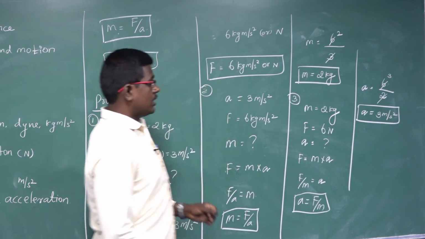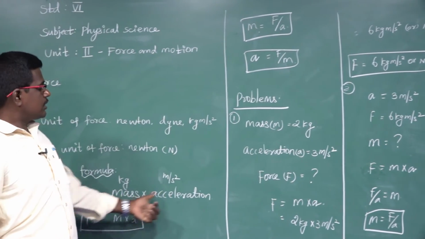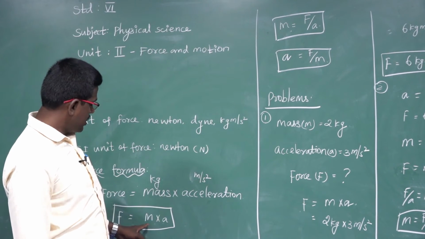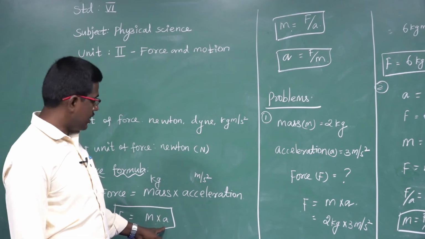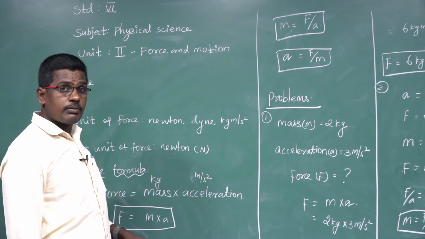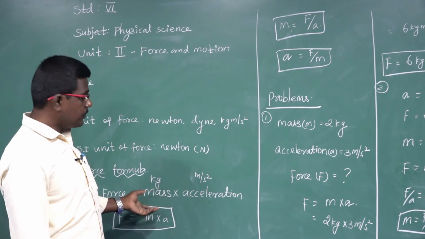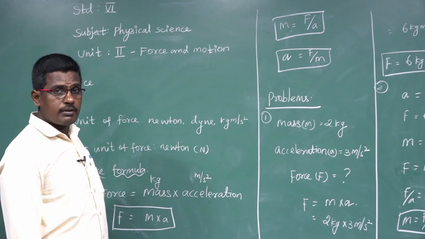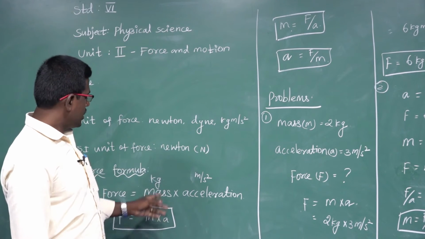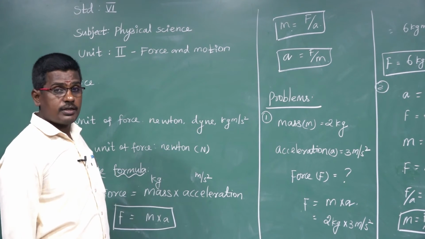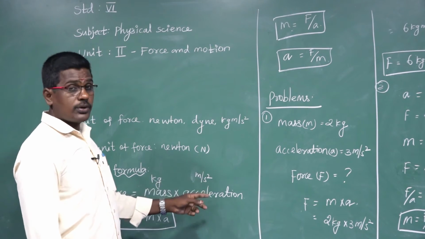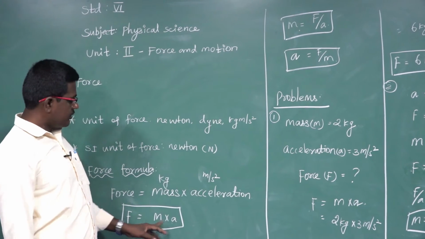So the force formula is force equals mass into acceleration: force symbol F, mass symbol m, acceleration symbol A. The SI unit of mass is kilogram. Already you know the multiple and submultiple units of mass, such as quintal, ton, milligram and centigram. The unit of acceleration is meter per second square. So F equals m A.